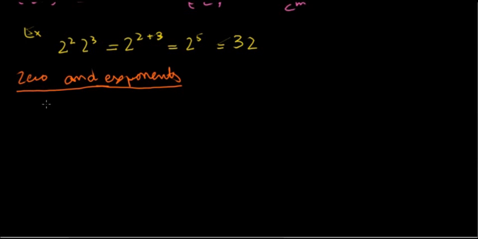So 0 raised to any number is always 0. Secondly, if I have any number that's raised to 0, this is always 1. And b can be anything, positive, negative, 0, whatever. So if you have 0 as a power, that's always 1.